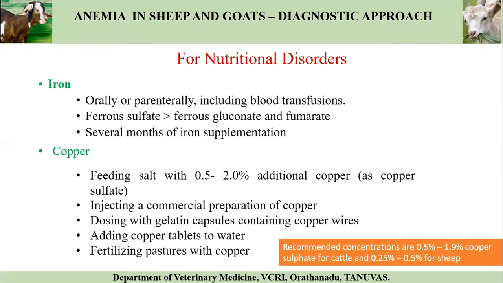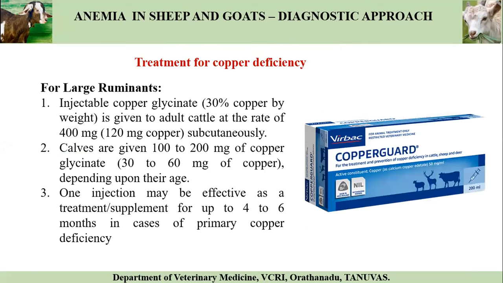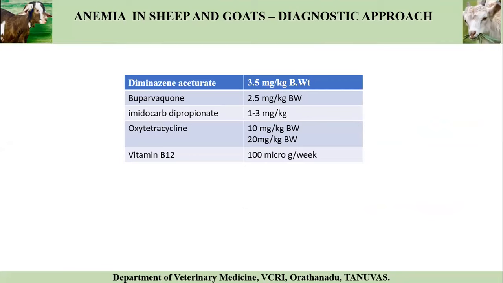What are the recommended concentrations? The recommended concentration for cattle is 0.5% to 1.9%, and for sheep 0.25 to 0.5%. Actually, this one is copper glycinate. Injectable copper glycinate is used for adult cattle, but there are no more studies in small ruminants. One injection may be effective as a treatment and supplement for up to 4 to 6 months in cases of primary copper deficiency. So these are other things you are really practicing in the field.